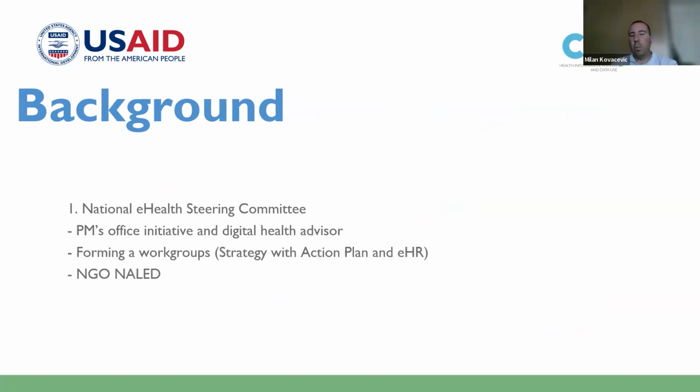So in order to better support the overall digitization process, Serbia started work on development of an e-health strategy and action plan with the support of strategic partners to the government. The Prime Minister Office established a National e-Health Steering Committee, which was co-chaired by the Ministry of Health and chaired by the Prime Minister in Serbia. That happened back in January 2021. CISU in Serbia started on the Prime Minister's initiative together with the US Ambassador.